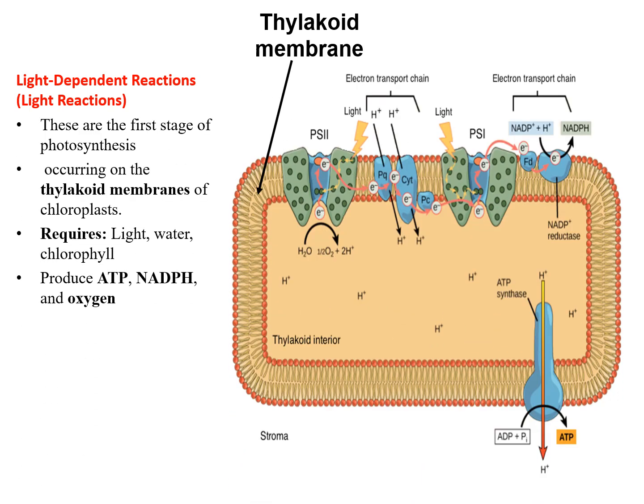This is the first stage of photosynthesis, and it occurs in the thylakoid membrane of the chloroplast. This stage requires light, water, and chlorophyll. At the end, it produces ATP, NADPH, and oxygen.